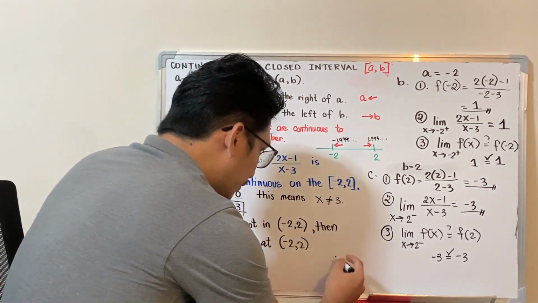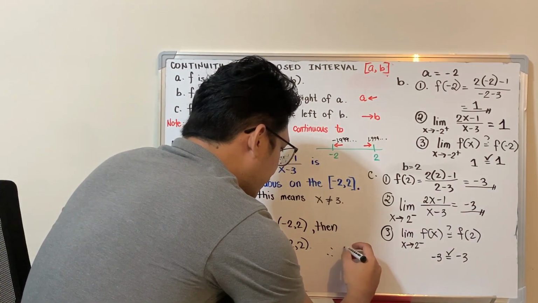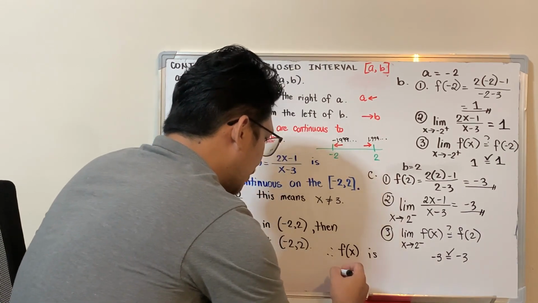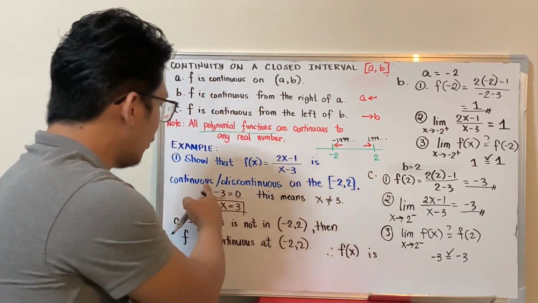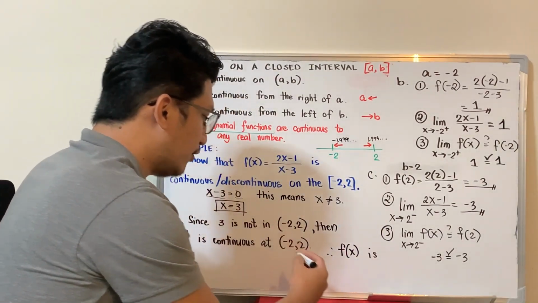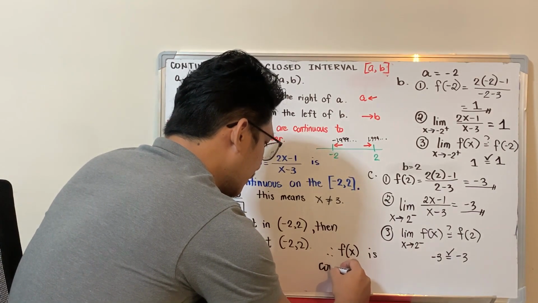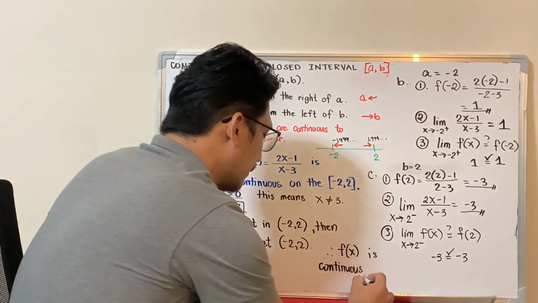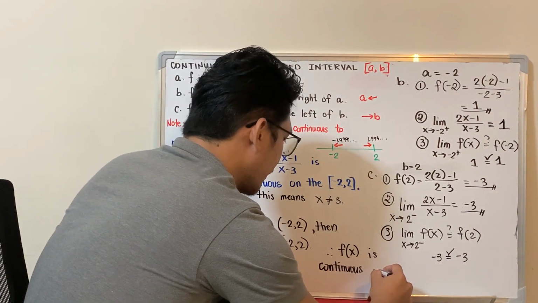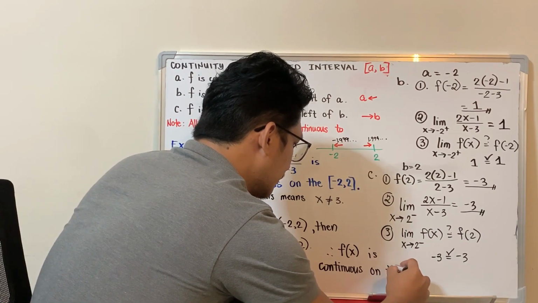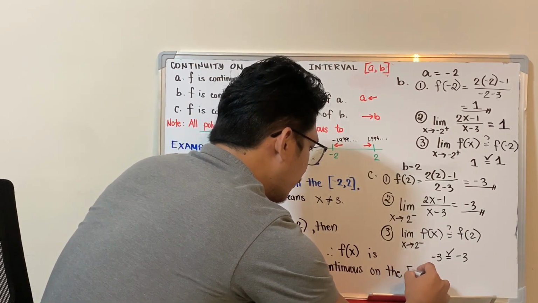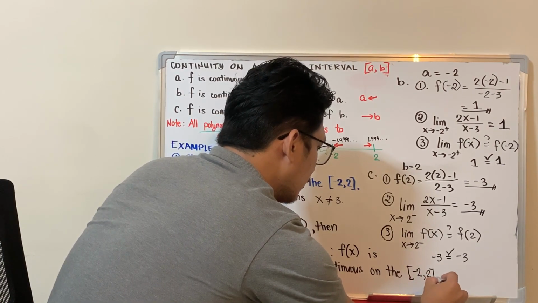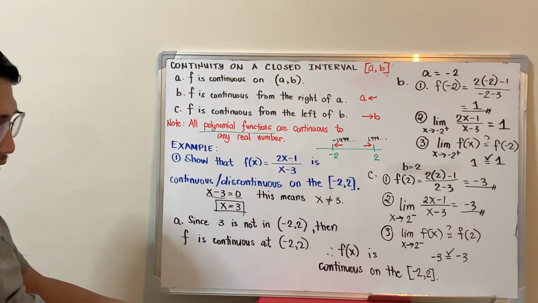Okay? So therefore, the function f of x is continuous. Atong conclusion is continuous, no? Kaya diba, we are to show if continuous ba siya or discontinuous. So, para atong conclusion, continuous siya. Is continuous on the closed interval negative 2 and positive 2. Okay. So, that's it, no?